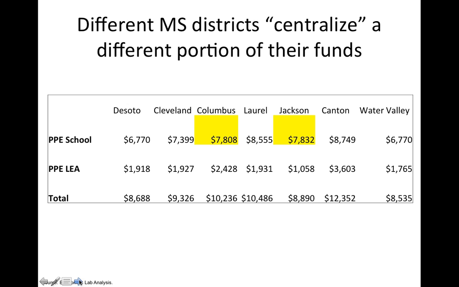So these are averages for the district, even though it says school and LEA. It's the average of what's coded to schools and the average of what's coded to the LEA for all the schools in each of these districts. So each column is a district. It would look like, on average, in Columbus, 7,800 was coded to the school level, 2,400 is coded to the LEA level, for a total of 10,000. And in Jackson, we would also see 7,800 coded to the school level. So it would look like the schools in Columbus are spending about what the schools in Jackson are. So they look like they have roughly the same average school level per pupil expenditure.